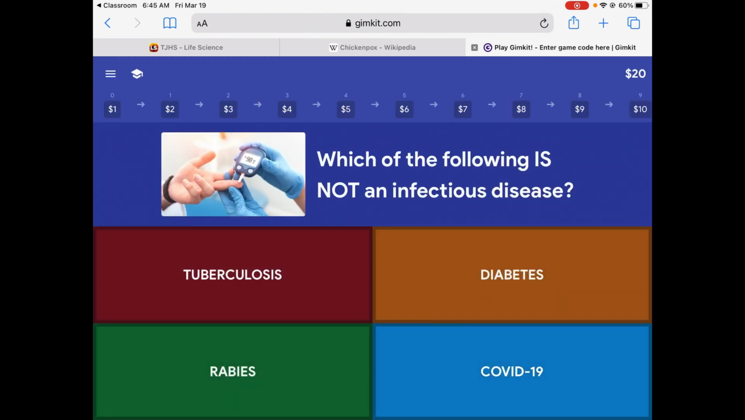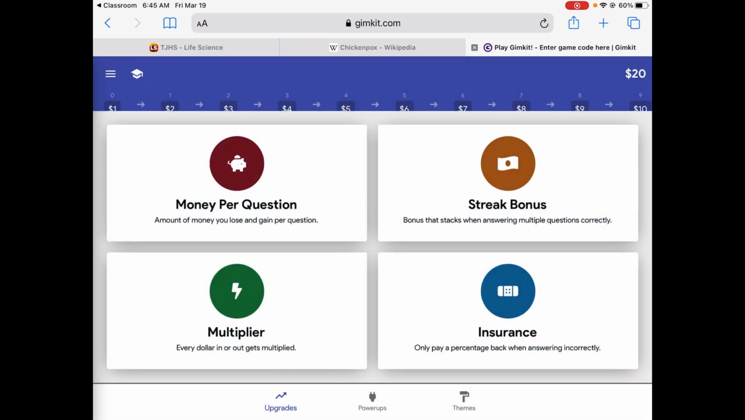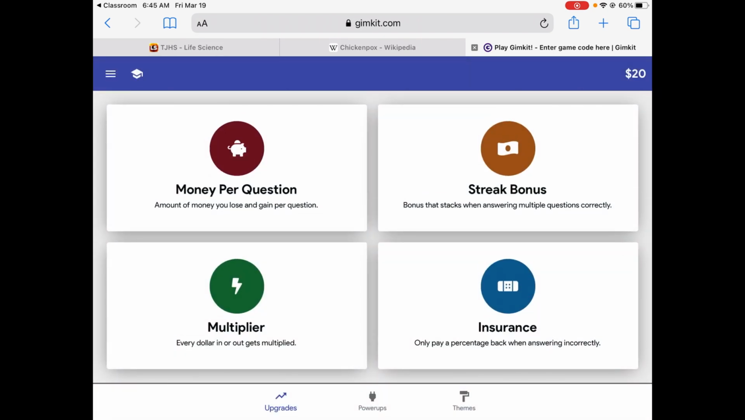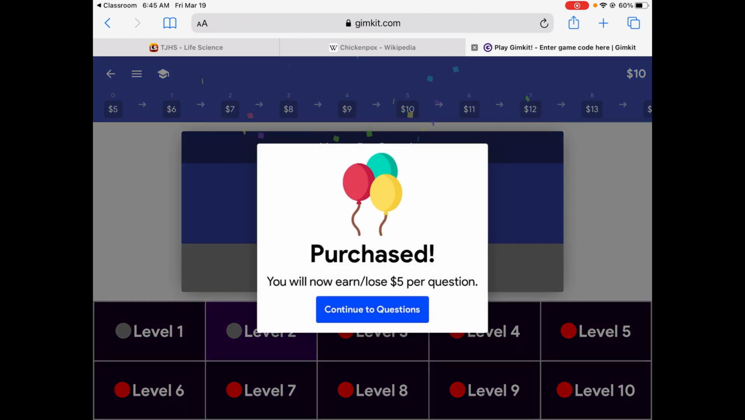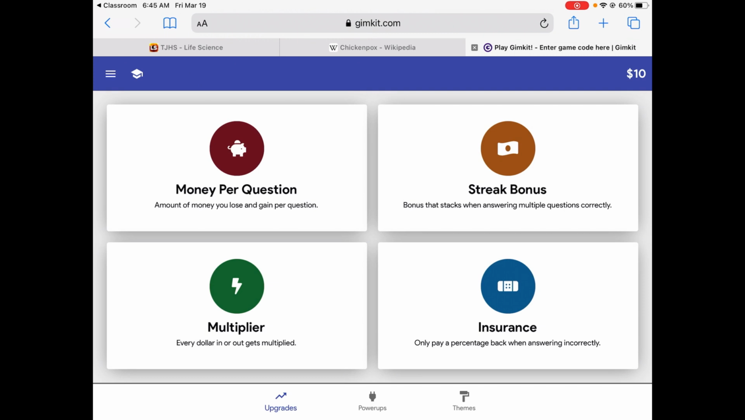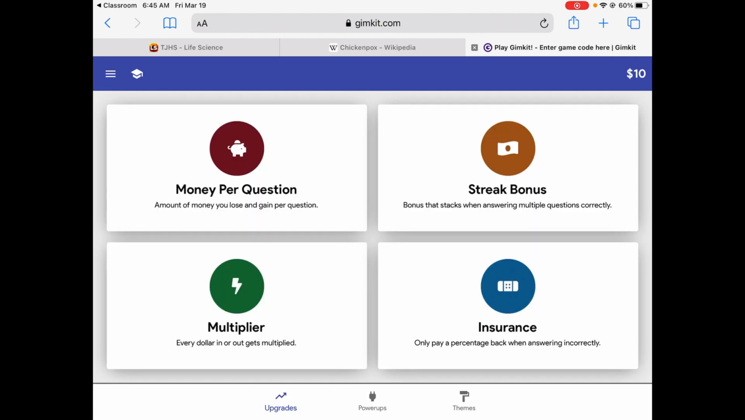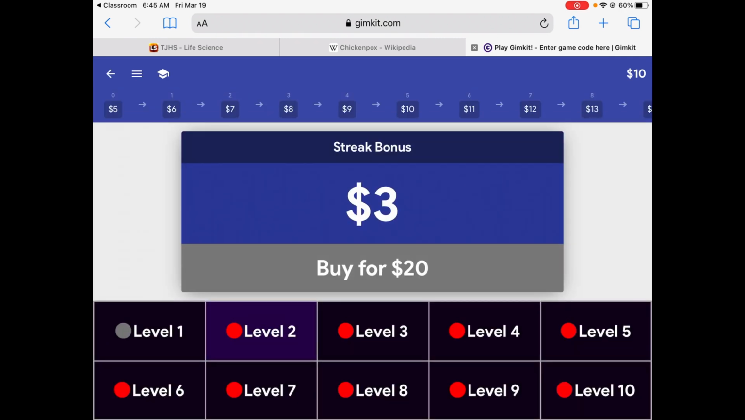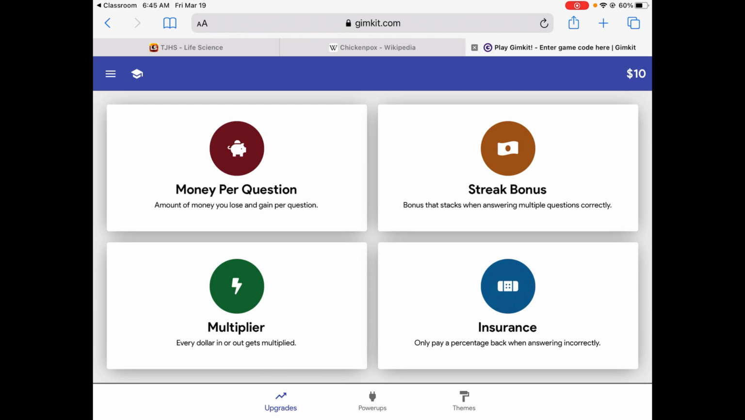Right away, I've started you at $20, go and shop. And so money per question is one of the best things to do in the beginning. That's really loud, okay. But multiplier would be good. So I can't afford it now because it costs 50, but it would be good. And then streak bonus, buy for 20. That just means the value goes up by more than $1 per each question right.